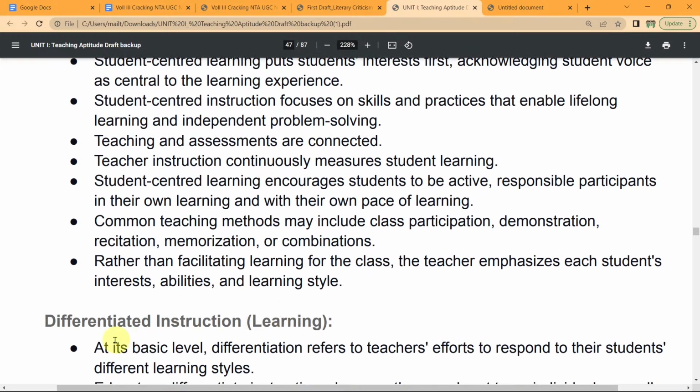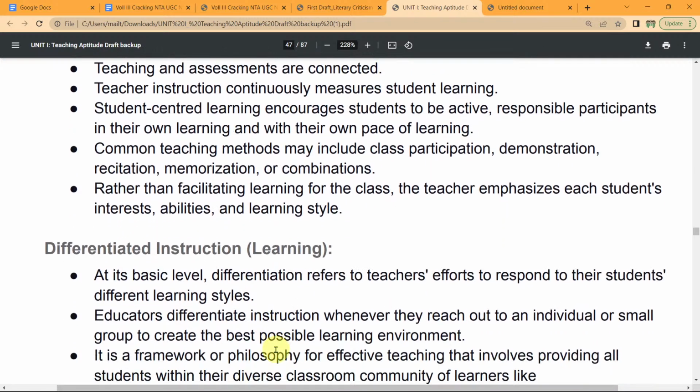Here we have differentiated instruction or learning. That's an important point that in NET they have asked about, the differentiated instruction. So at its basic level, differentiation refers to teachers' effort to respond to their students' different learning styles. So here, why is it personalized learning? Because some students have different types of learning style, and this is where differentiated instruction or teaching plays an important role.